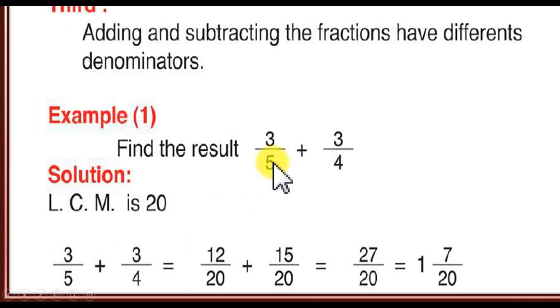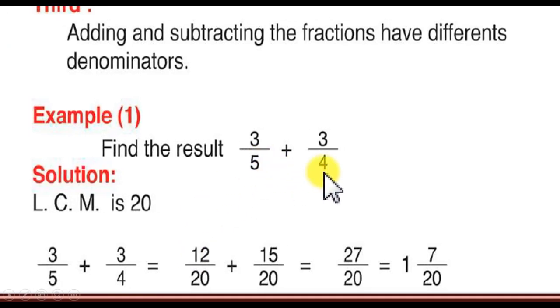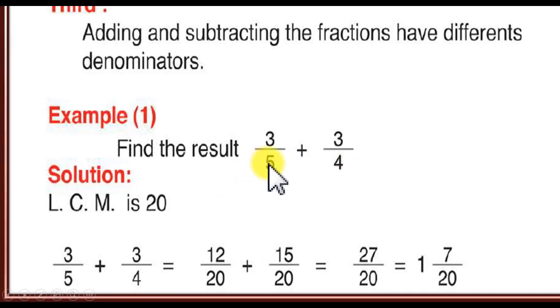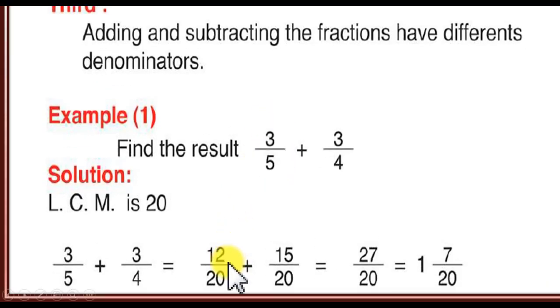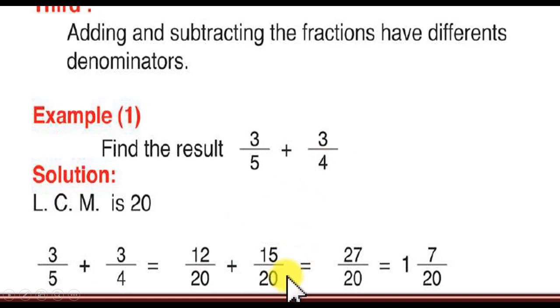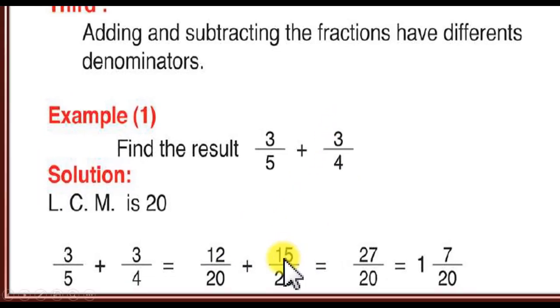5 is a prime number, so multiply 5 by 4 equals 20. When we multiply 5 by 4 to get 20, we must multiply 3 by 4. 3 by 4 equals 12. 4 by 5 equals 20. 3 by 5 equals 15. Now we have the same denominator 20, and we can add the numerators. 12 plus 15 equals 27 over 20.